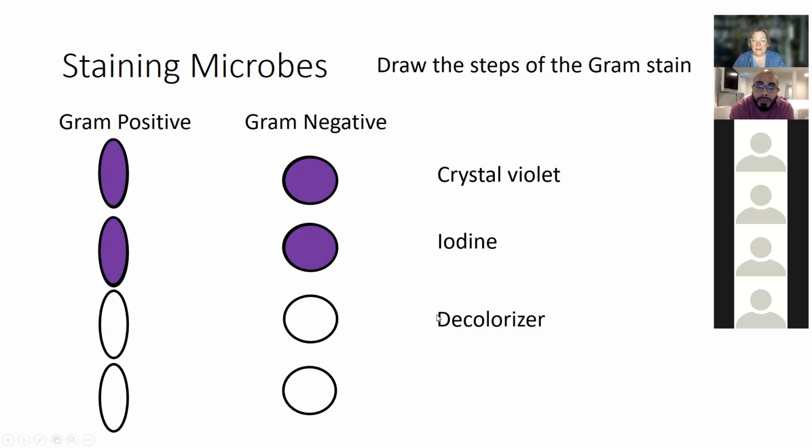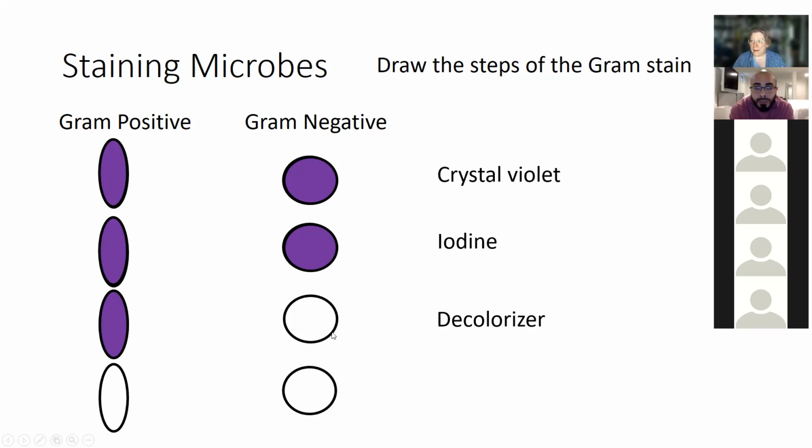So what that does, our decolorizer, the gram-positive cells, because they have a thicker cell wall, are going to keep that blue crystal violet stain, okay? The decolorizer is going to take the stain off of the gram-negative cell. They've got a much thinner cell wall, and it's going to wash the stain off, okay? So at this step, my gram-positive is still purple. My gram-negative has now become clear.